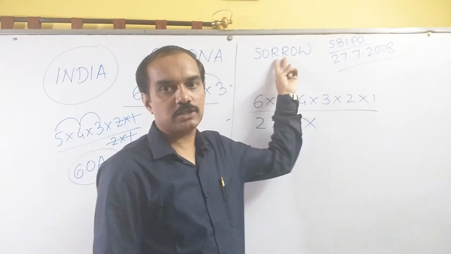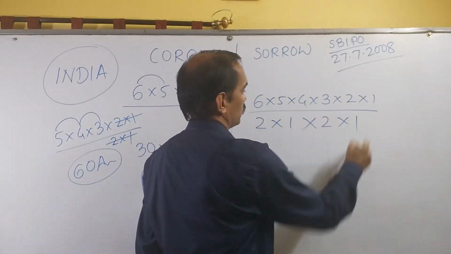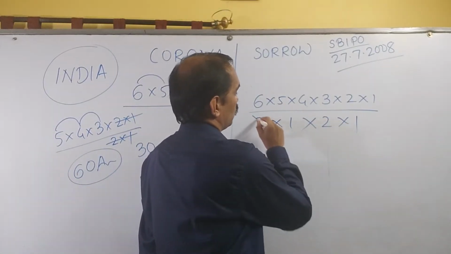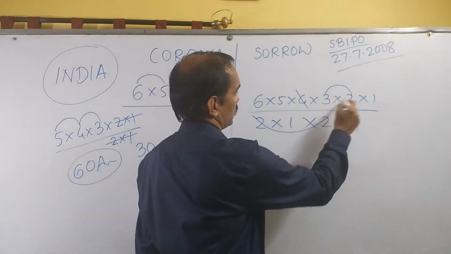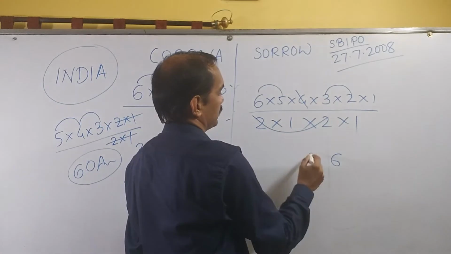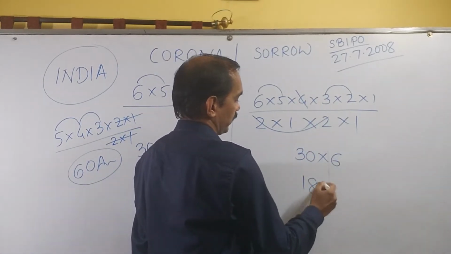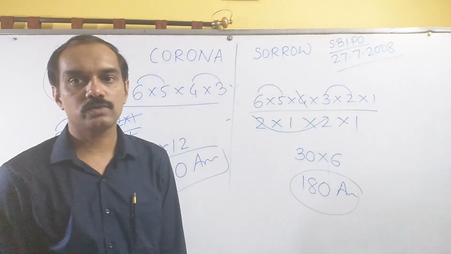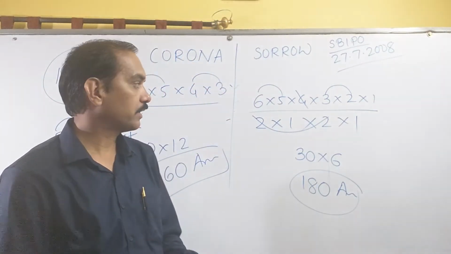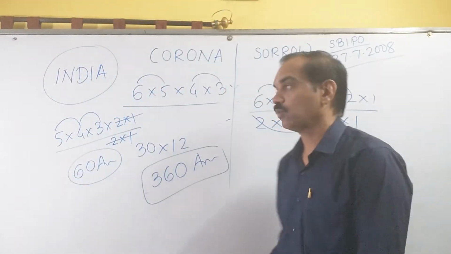R is also repeated twice, so for R also we will have to write 2 into 1. 2 2s are 4, 4 will get cancelled, 6 2s are 3 2s are 6, 6 5s are 30. 3 into 6, 18, 180 is the final answer. So how many different words can we write by using all the letters of sorrow? We can write in all 180 different words.